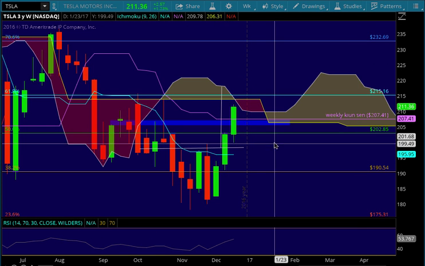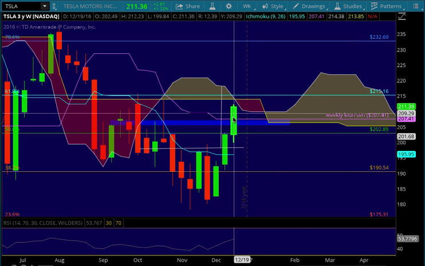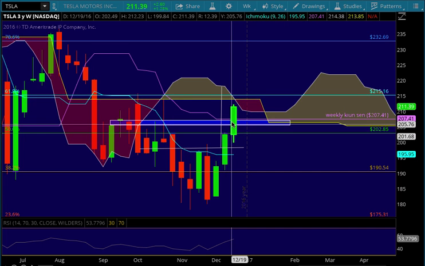So zooming in, seeing where we are right now, we have surpassed the weekly Kijun Sen, which I expected to act as resistance. We also had a gap to fill. This blue area shows the gap that we just filled. And oh lovely, my screen is locked up. So we are now headed for the top of the weekly cloud, which is located at 213.85. So we should potentially find resistance there. We're currently trading at 211.36.